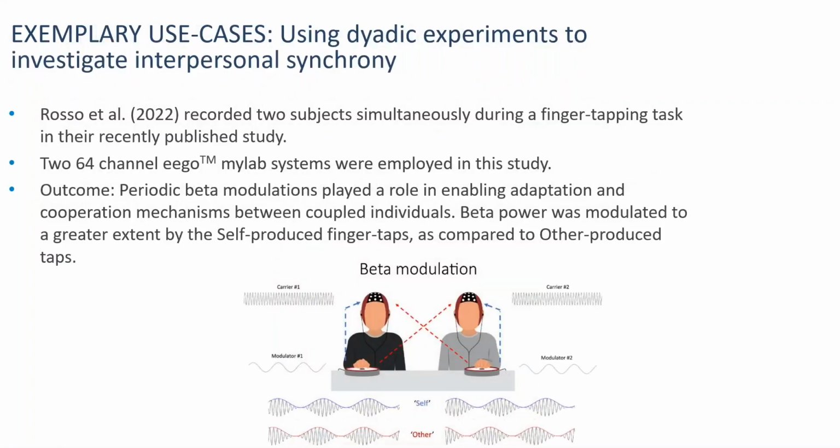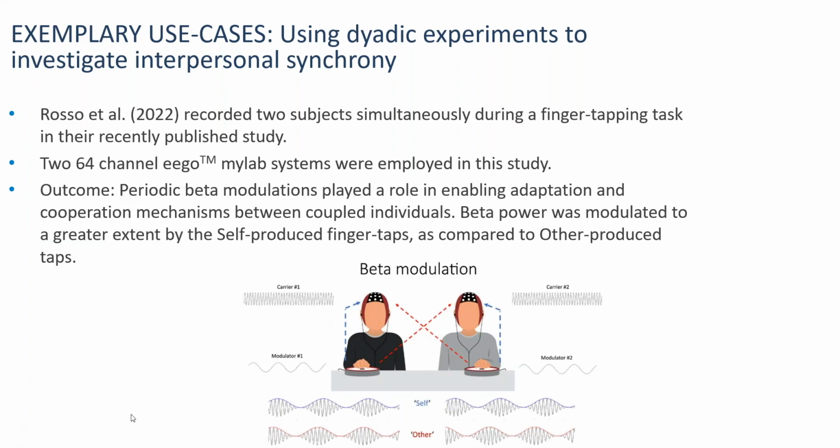The next exemplary use case I have here is a recently published study by some of our researchers in University of Kent. Rosso et al., for example, looked into simultaneous EEG recordings between 2 subjects while they were performing a finger tapping task. They employed 2 64-channel eego systems in the study, and what you see here is basically, they have a carrier frequency, which is a high frequency component, about 20 hertz, and they have a modulator frequency, which is at the same frequency of the tapping task.